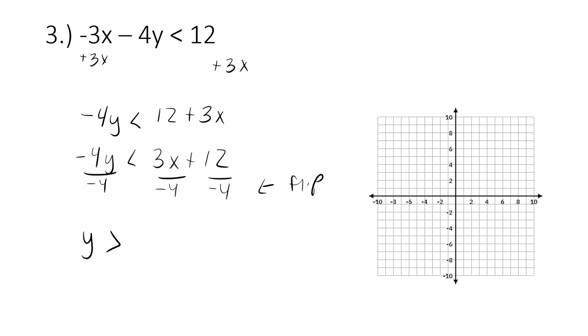On the right-hand side, we'll have -3/4 x. That's going to be our slope. And then 12 divided by -4 is -3. Okay. And if you need a little bit of a refresher of what happened right there.